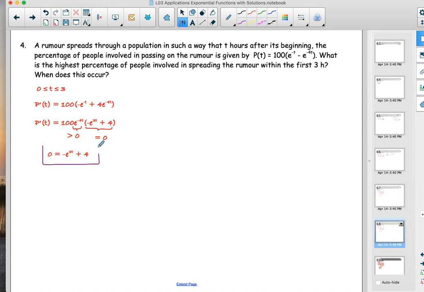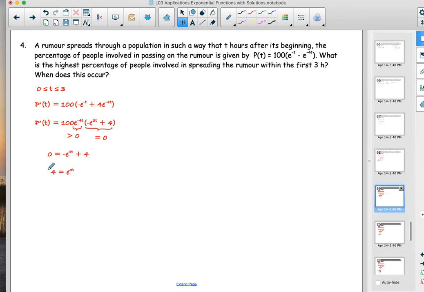So when is 0 equal to negative e to the 3t plus 4? First thing we're going to do is bring that over. So we now have 4 is equal to e to the 3t. Then we're going to undo this by taking the ln of 4, and that should be equal to 3t. So ln of 4 is equal to 3t. We will then divide by 3.